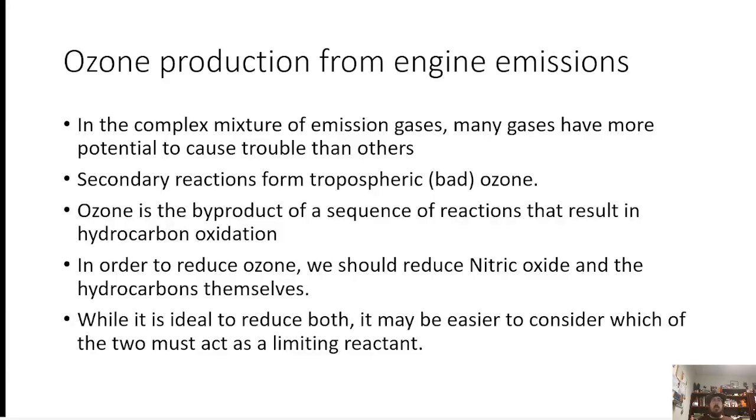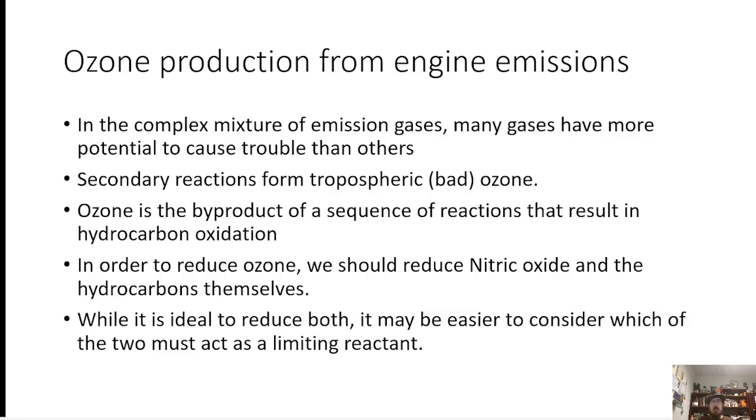Now, ozone production. In the complete mixture of emission gases, some gases have more potential to cause trouble than others. So remember, secondary reactions will form this tropospheric ozone. This is a byproduct of a sequence of reactions that result in hydrocarbon oxidation. And in order to reduce ozone, we should try to reduce the nitric oxide and the hydrocarbons themselves. So if we can stop these initial reactions before they start, we won't get to the point of ozone.